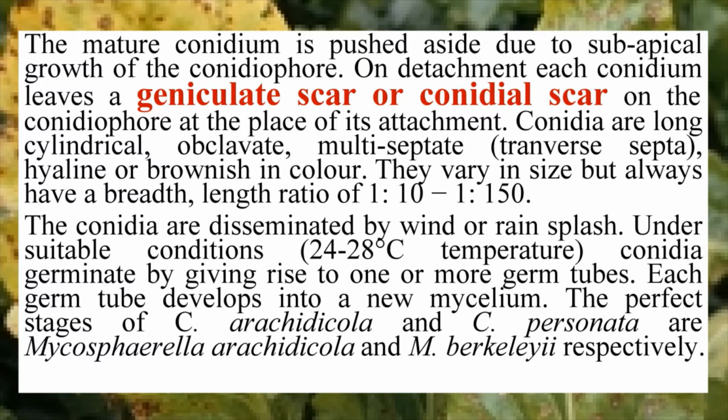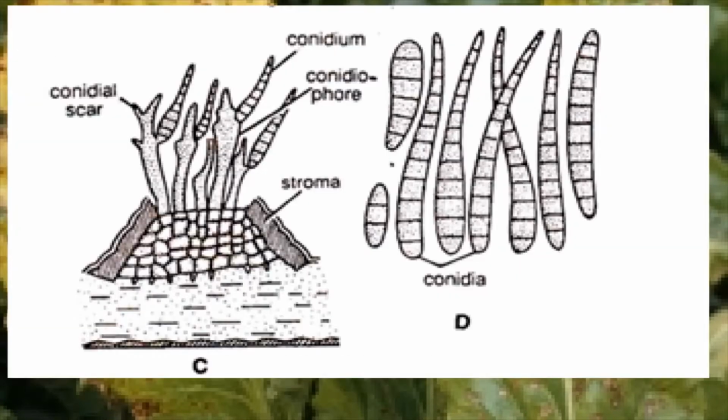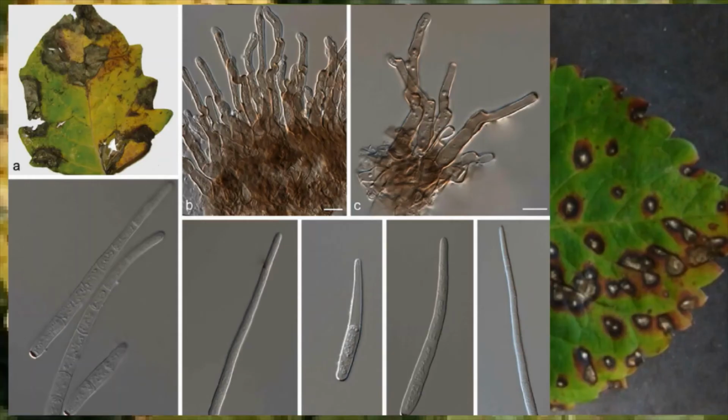Conidiophores are hyaline, that is colorless. They may sometimes be dark brown in color. They are usually septate, sometimes they may not be septate. They are flexuous, they may not always be straight. Sometimes they are slightly bent. And the conidia are produced on geniculate or knee joint like structures. Each conidiophore may produce many conidia successively, and once a conidium has fallen down, it leaves a scar called a conidial scar.